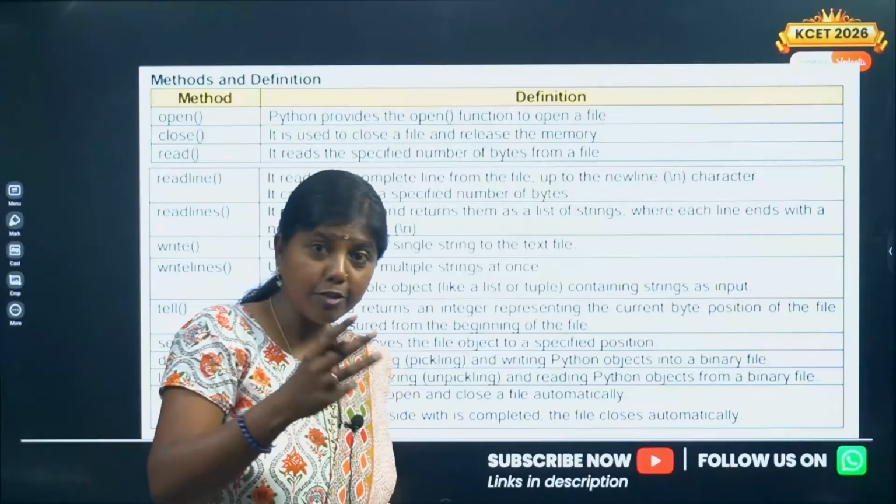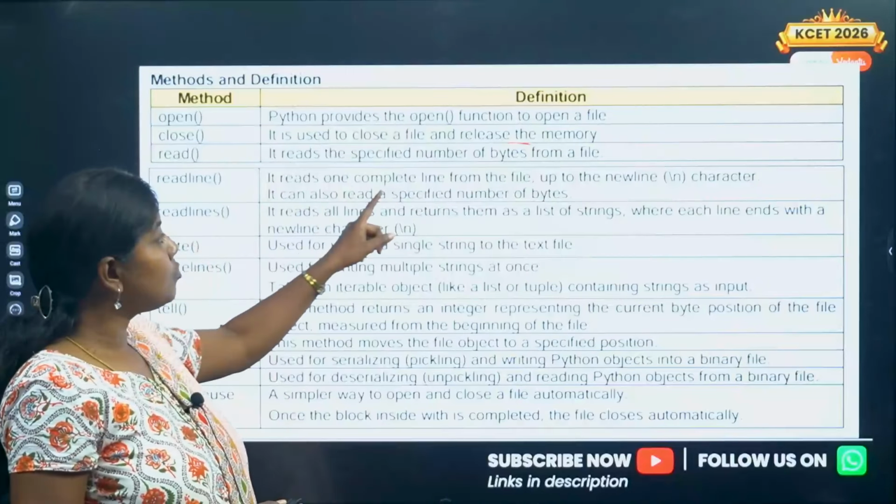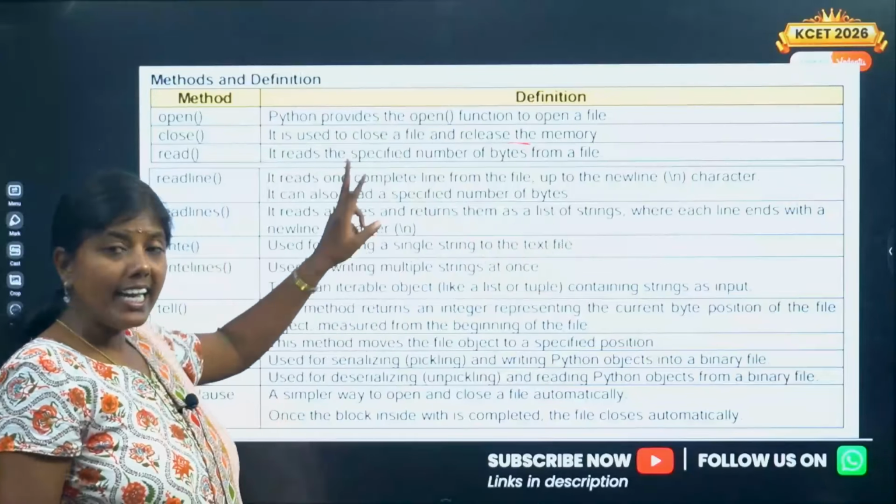Similarly, we have a read function. It reads a specified number of bytes. And similarly here, readline basically reads one complete line from the file, up to the newline character. It can also read a specific number of bytes, and one single line also it can read. Is the point clear?